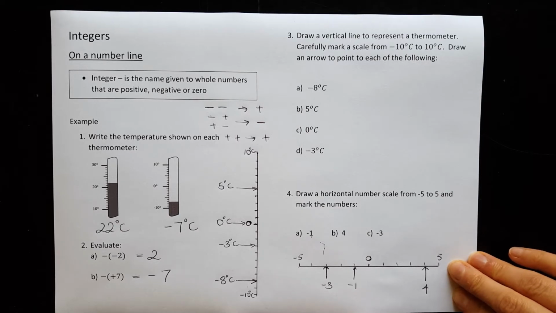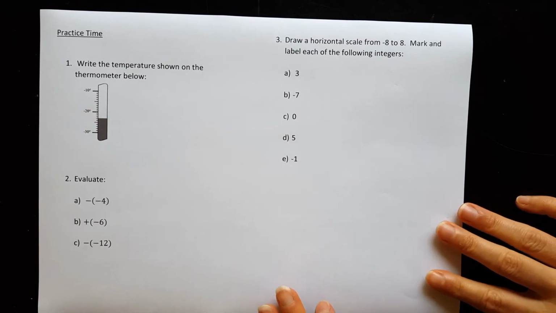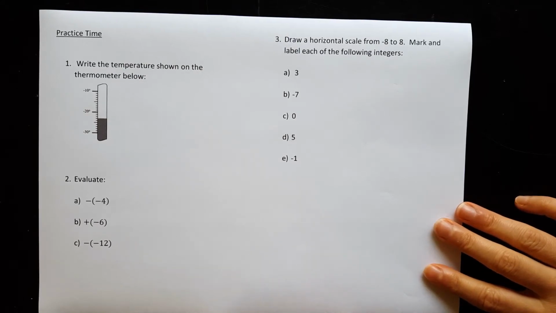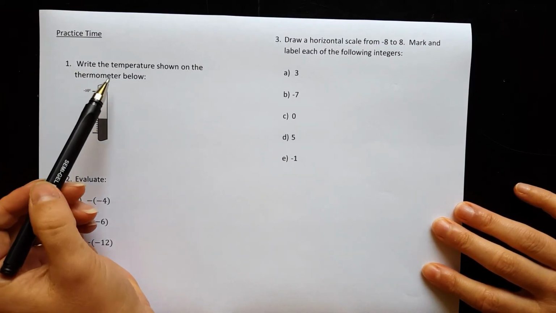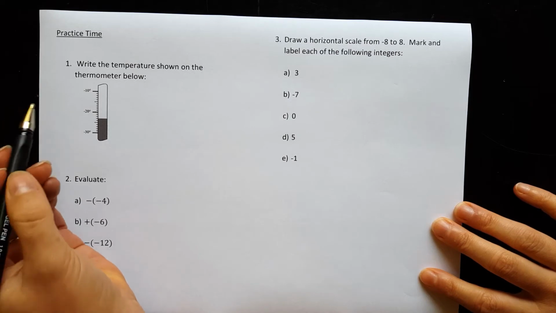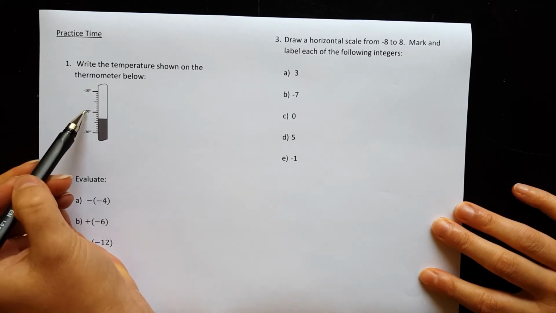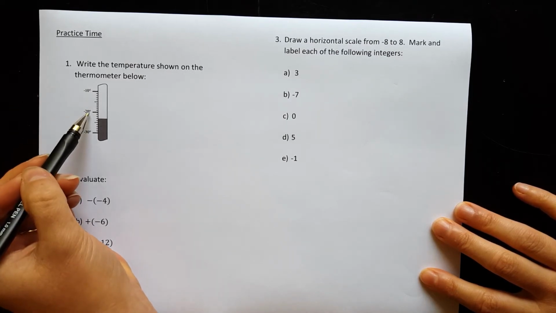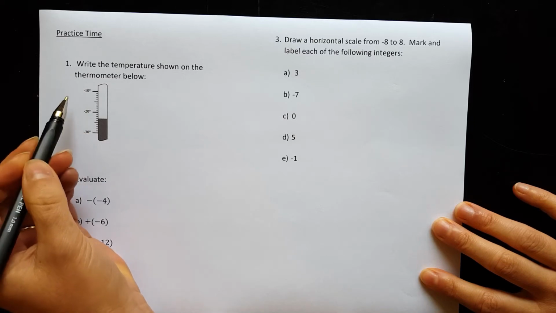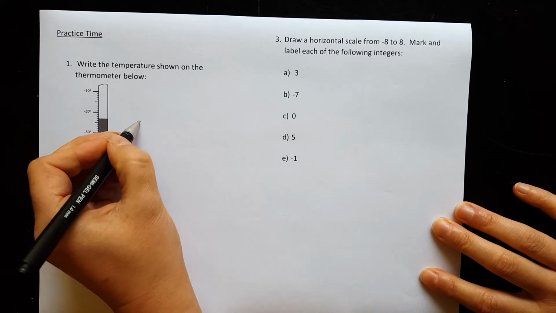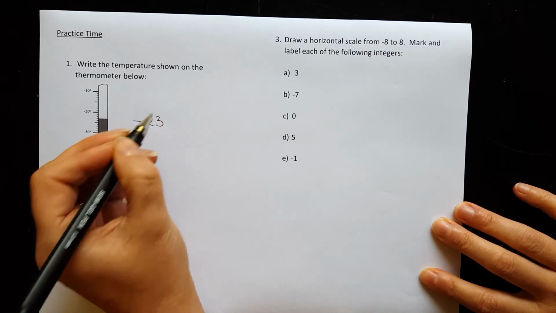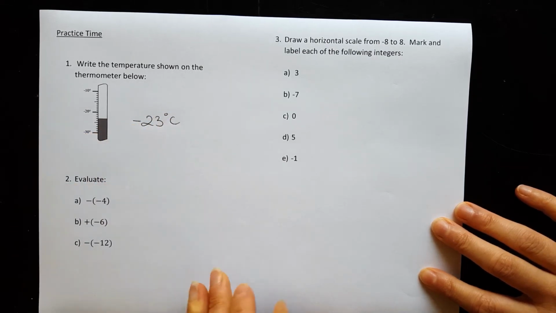Time for you to have a practice. So pause the video, give these questions a go, and then restart to see if you got all the answers right. For question 1, write the temperature shown on the thermometer below. This one we have -10, -20, -30. So counting down further from -20, -21, -22, -23. We'll presume they're degrees Celsius.